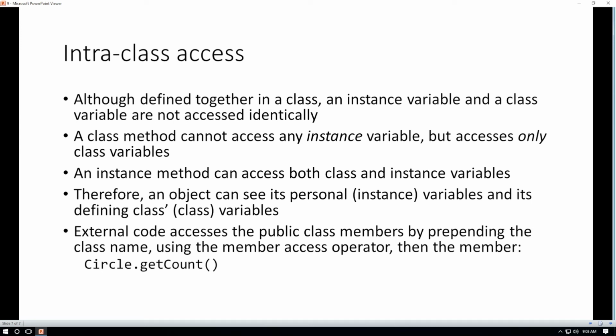We see an example here of Circle.getCount. Circle is the name of the class. Dot is the member access operator, and getCount is a static method that will access the static data member count and return its value.